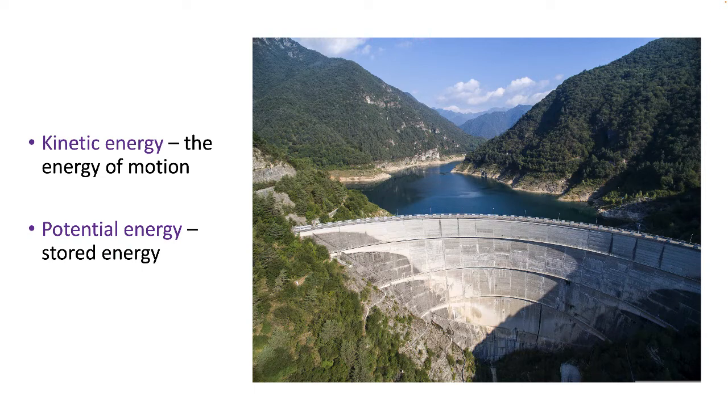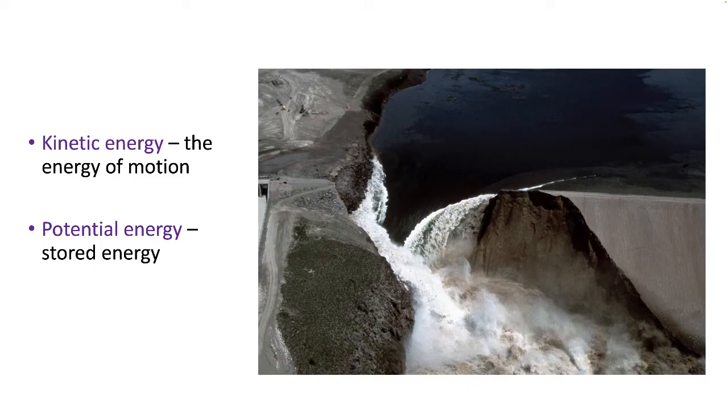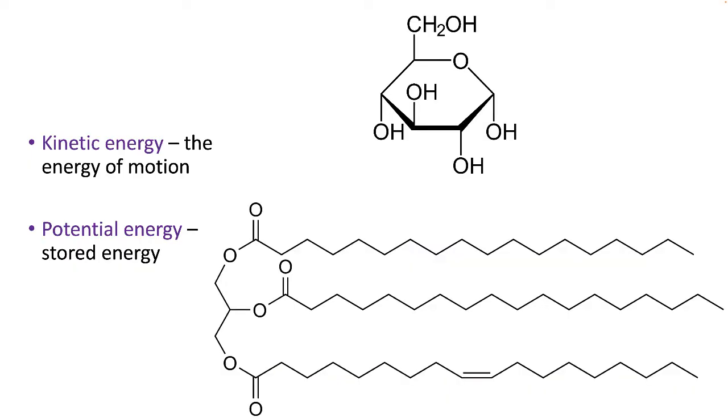So, for example, if we have water held behind a dam, this is potential energy. If the dam were to break, however, the water would begin moving downstream, exhibiting kinetic energy, since now it is in motion. Similarly, molecules have potential energy stored within the bonds that hold atoms together. For example, here are two molecules that have potential chemical energy within those covalent bonds.